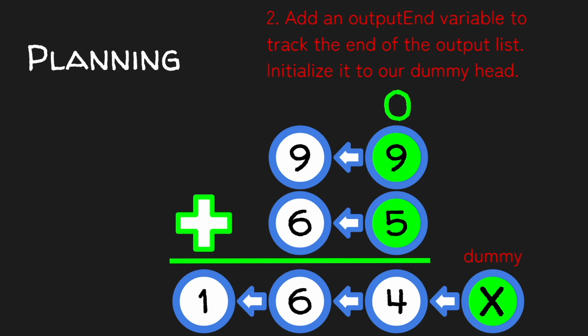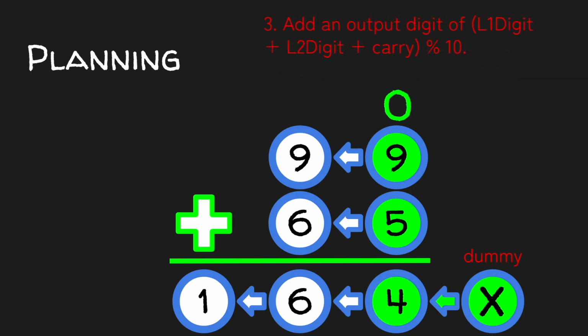Now that we have all our variables, we can finally start performing our addition. Let's add an output digit equal to the sum of L1 digit, L2 digit, and the carry modulo 10. In this case, 9 plus 5 is 14, and 14 modulo 10 is 4. So we add an output node with the value 4.